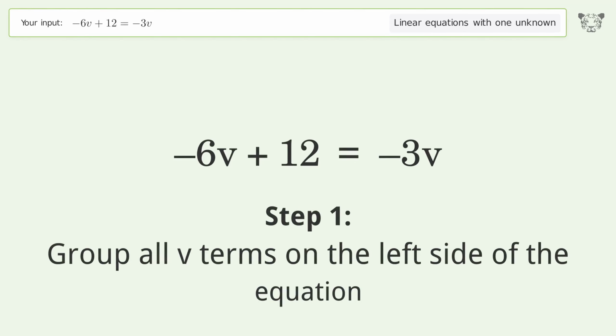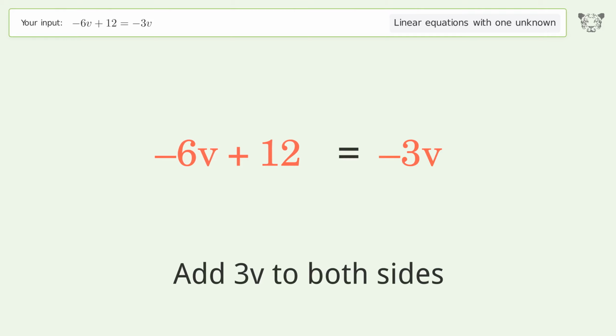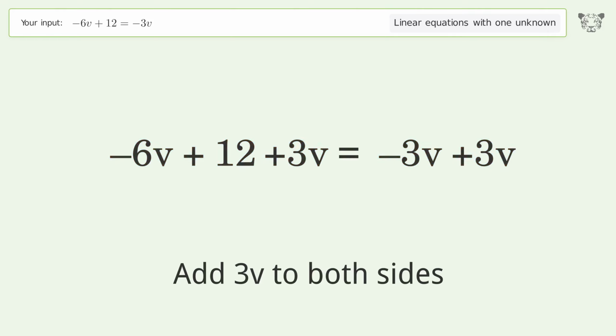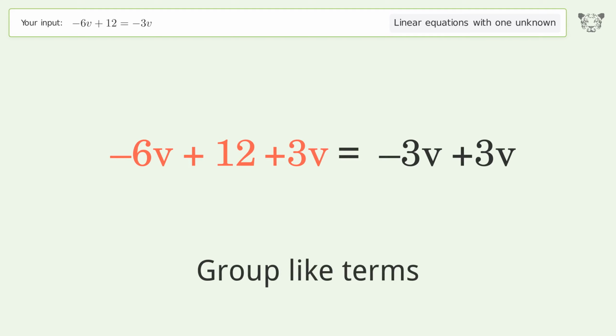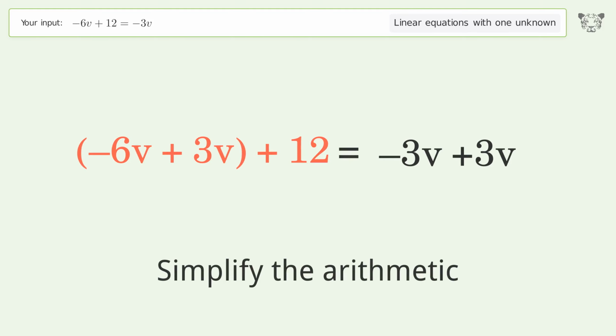Group all v terms on the left side of the equation. Add 3v to both sides. Group like terms. Simplify the arithmetic.